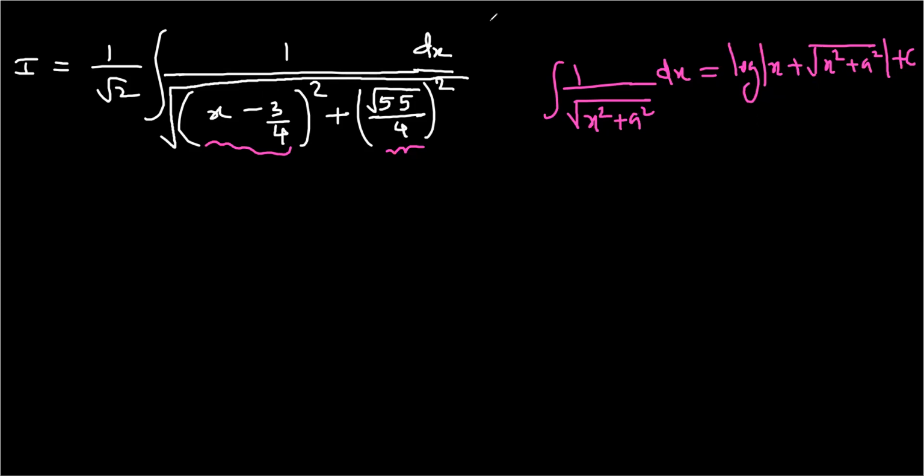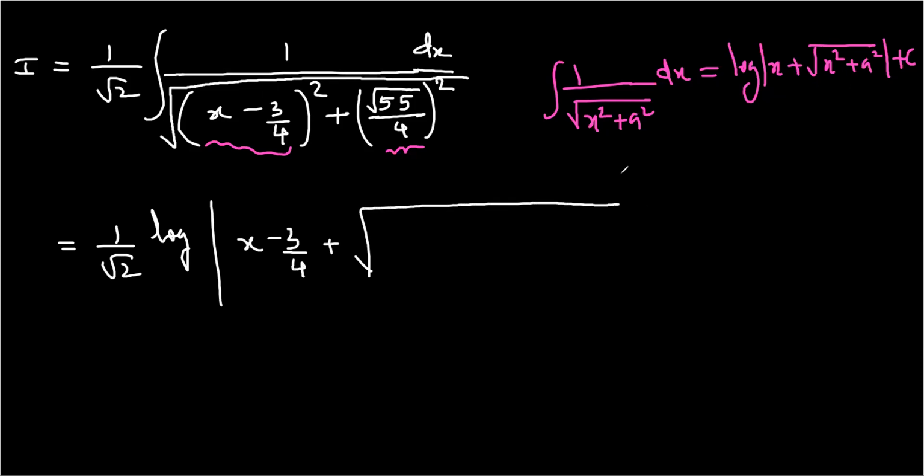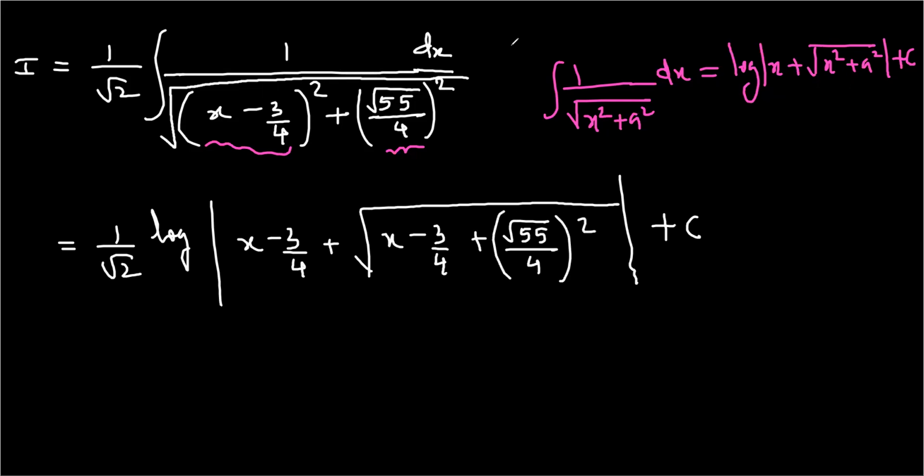So here what will this become? Applying that result, it is 1 upon root 2 and log of mod of variable. What is the variable? x minus 3 by 4, plus the square root as it is, plus c, which is x minus 3 by 4 plus square root of (x minus 3 by 4) the whole square plus (root 55 upon 4) the whole square. Okay, so I have written this.